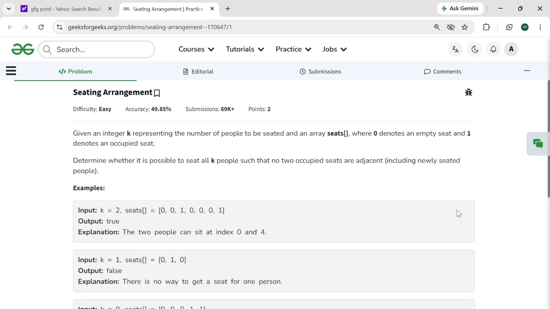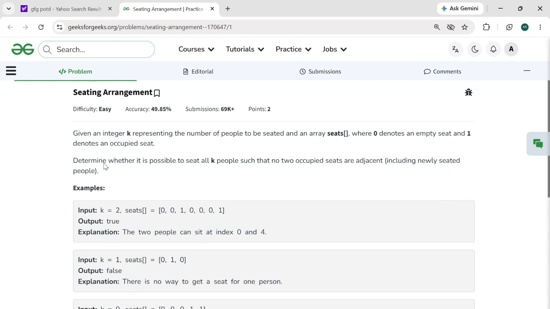So hello everyone, today in this video we'll be solving a GFG problem, that is Sitting Arrangement. So let's first read the problem. Given an integer k representing the number of people to be seated and an array seats where 0 denotes an empty seat and 1 denotes an occupied seat.